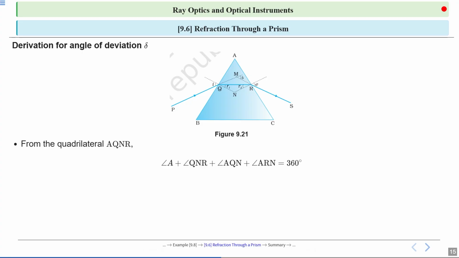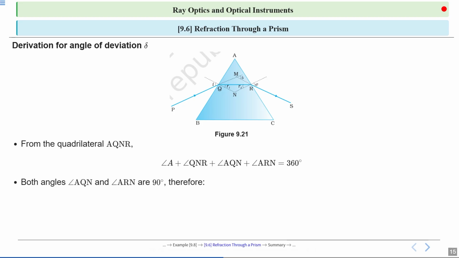So in the quadrilateral AQNR, the sum of the angles is 360 degrees. This is a fundamental property of quadrilaterals that we will use to establish the relationship between the angles. Specifically, we will focus on angle A, angle QNR, angle AQN, and angle ARN.